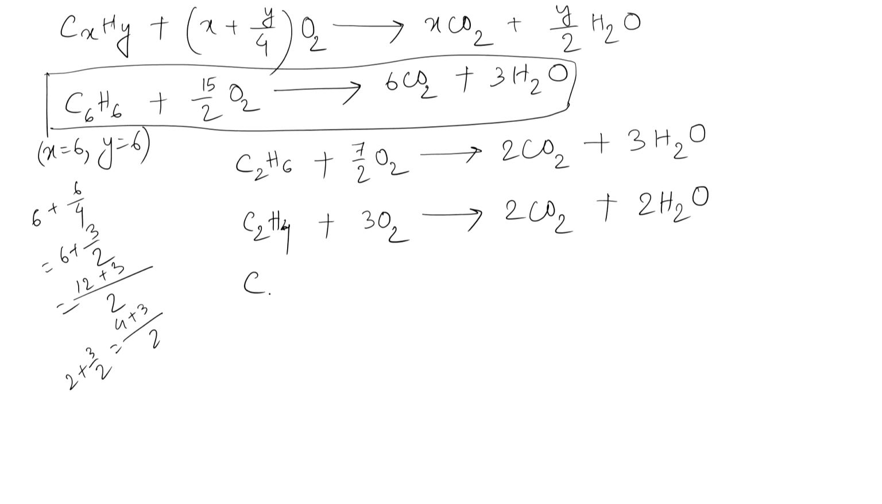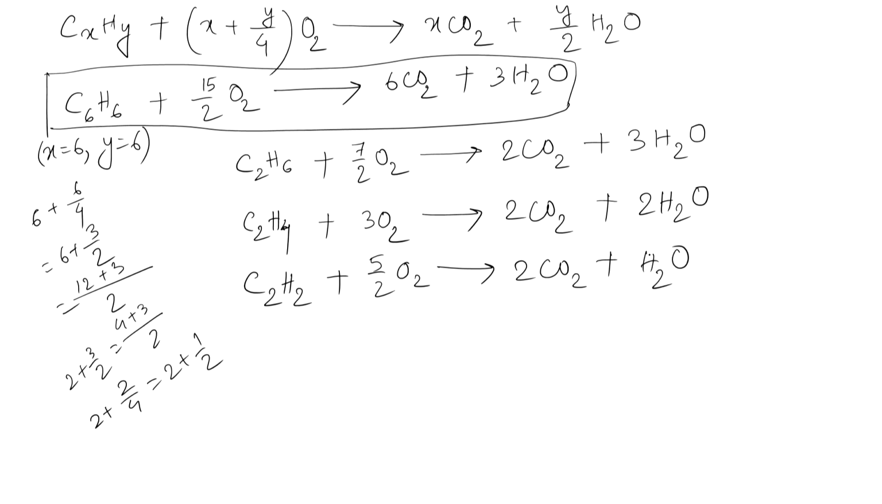If we take ethyne, C2H2 plus 2 plus 2 by 4, that is 2 plus half. So, we get 5 by 2 oxygen which gives 2 CO2 plus 2 by 2, that is 1 water.